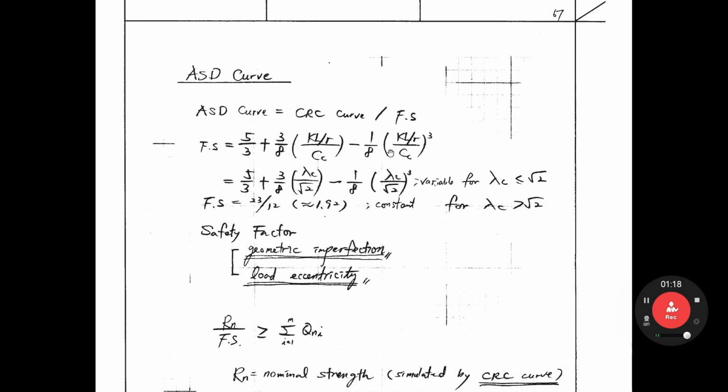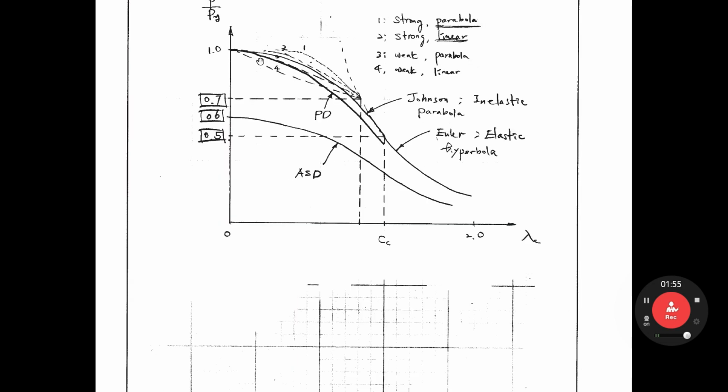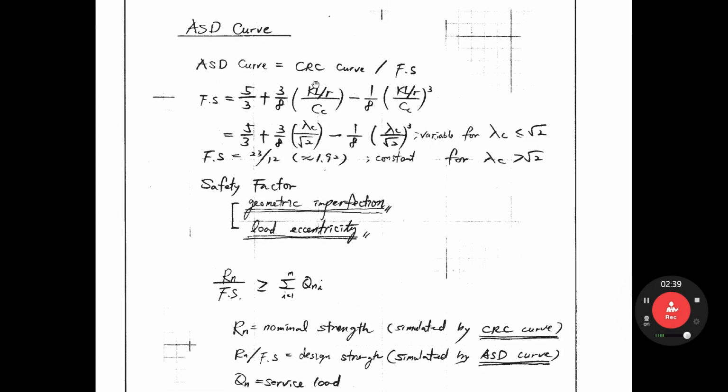If you rewrite it in terms of lambda c, you can rewrite it like that. This is the CRC column curve. And then the ASD curve is equal to the CRC column curve divided by the factor of safety. If KL over R equals 0, that means the factor of safety is 5 over 3. If we divide by 5 over 3, that means 0.6. Okay, 0.6.